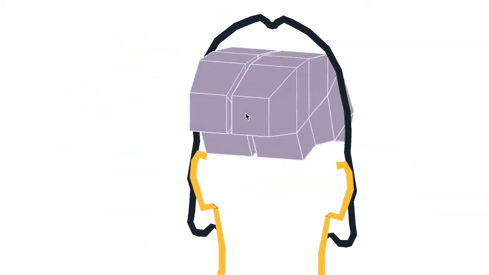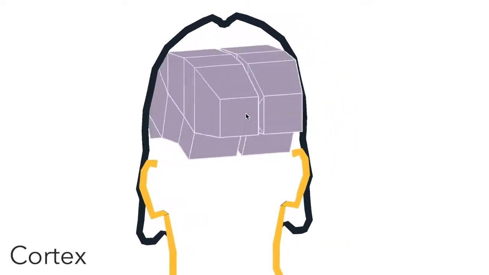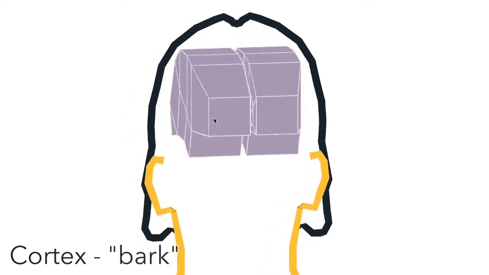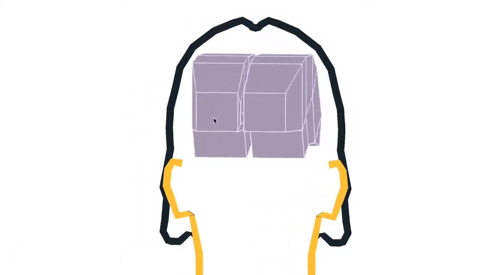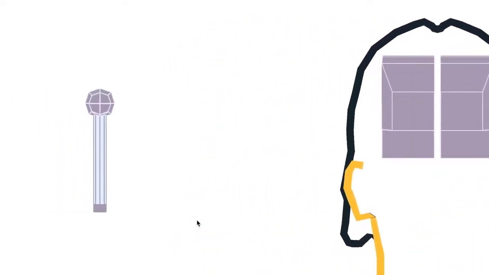And the first thing we see on the outside of the brain is the cortex. In Latin, this means bark, like the bark of a tree, because it is the rough outer surface of the brain. The cortex is all grey matter. Briefly, what is grey matter?